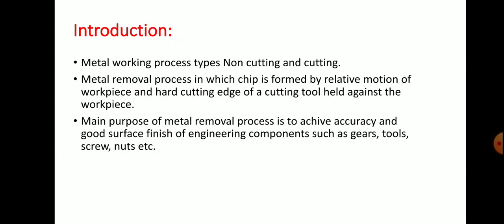The metal removal process is one in which a chip is formed by relative motion of the workpiece and a hard cutting tool with a cutting edge held against the workpiece. The main purpose of the metal removal process is to achieve accuracy and good surface finish of engineering components such as gears, tools, screws, nuts, etc.